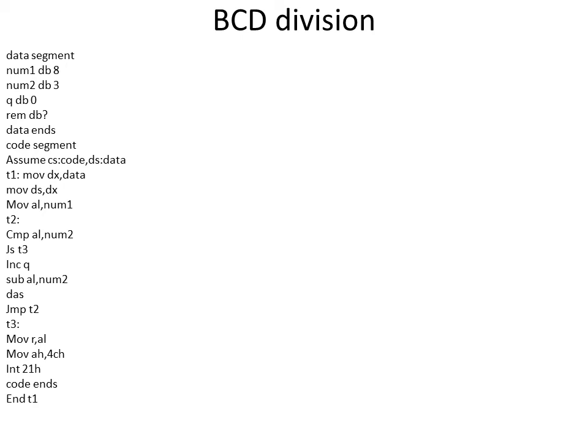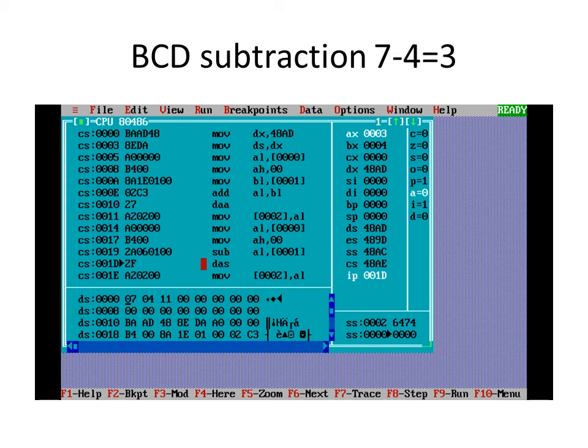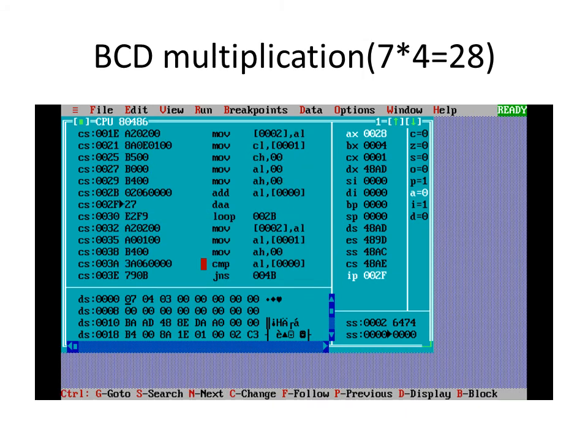After each subtraction, we have to perform the DAS instruction to convert the subtraction result into BCD form. It is the result of addition. For BCD addition, we have the DAA instruction, which can be performed after ADD or ADC.